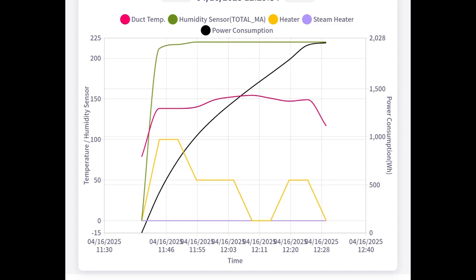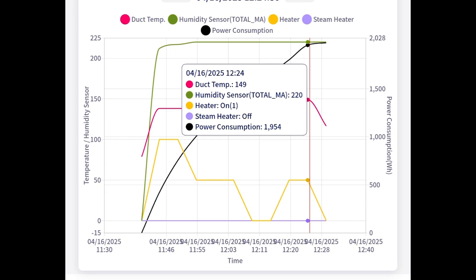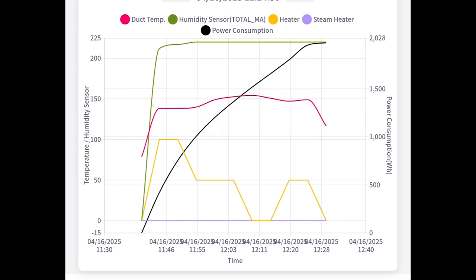That is the pink line, and anywhere that you touch, it'll tell you what the temperature was at that time. So here you see it's 138 degrees. Here it's 149 degrees. The next item that we'll look at is the humidity sensor, which is our green line. Here you see that it quickly rose to the top, so that means that it quickly sensed that the clothes were not wet. That's why it had such a steep incline like that, but as the clothes dry, that line will increase on the graph.